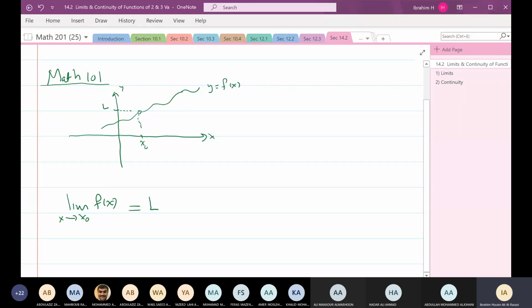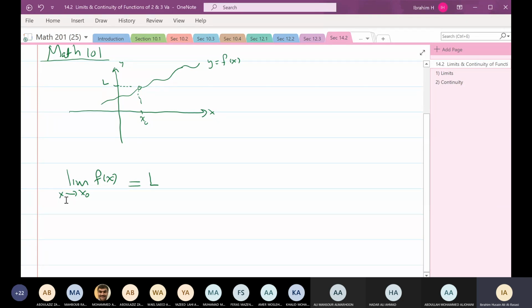What is the intuitive meaning of limits? It means the following. As x gets closer and closer to x0, but never equals x0, the values of f of x get closer and closer to L. As you approach x0 from both sides, the point on the graph approaches the hole, and the hole has y coordinate L. So as x gets closer and closer to x0, the values of f of x get closer and closer to L. This is the meaning of limits.